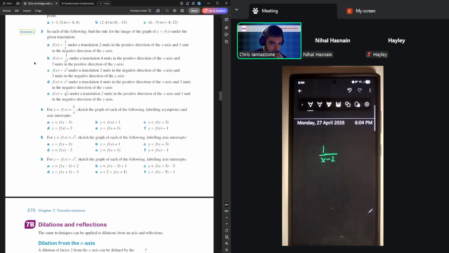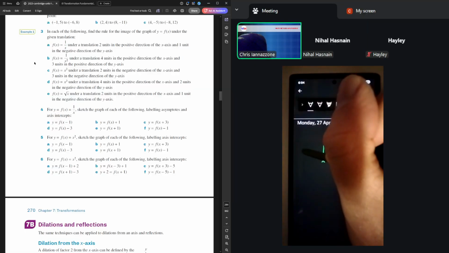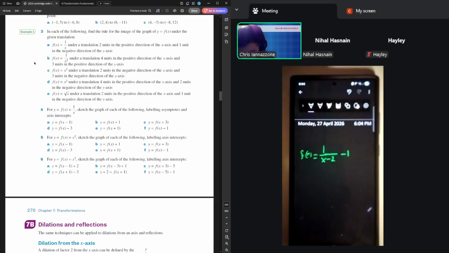What else? 1 unit in the negative direction of the y-axis. So that's 1 unit down, so the whole function minus 1. That's it. Yeah, perfect. So the whole function gets the minus 1. So final answer, f of x equals all of that.